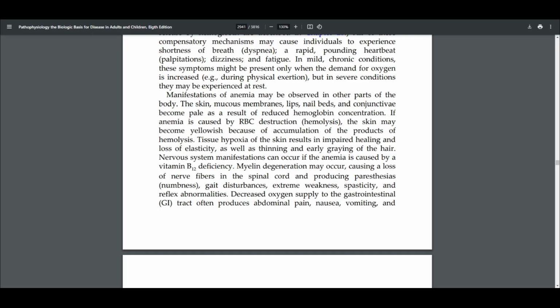Nervous system manifestations can occur if the anemia is caused by a vitamin B12 deficiency. Myelin degeneration may occur, causing a loss of nerve fibers in the spinal cord and producing paresthesias, or numbness, gait disturbances, extreme weakness, spasticity, and reflex abnormalities.